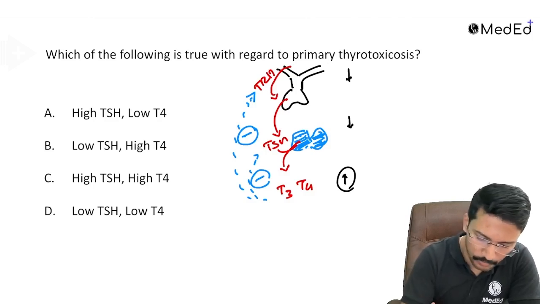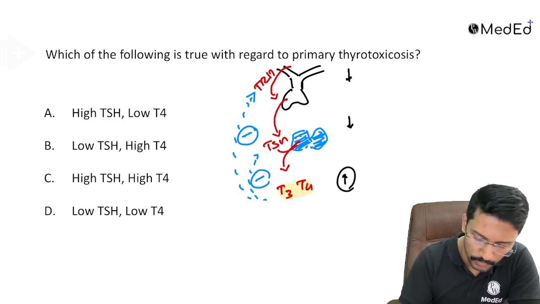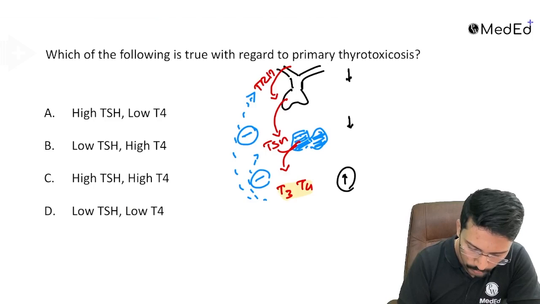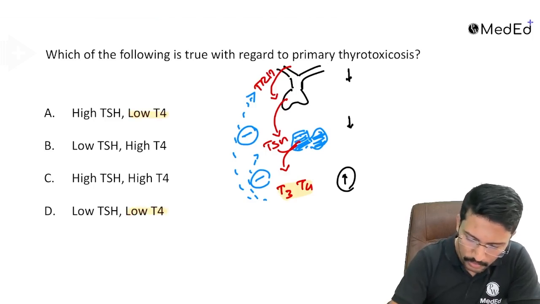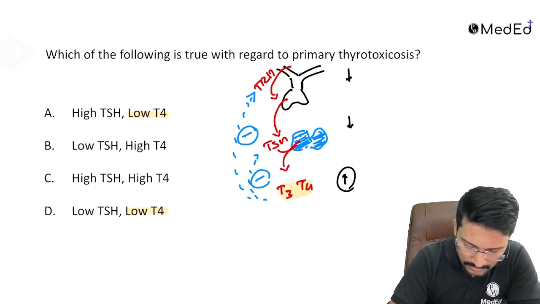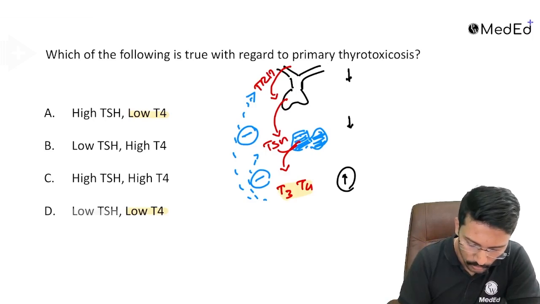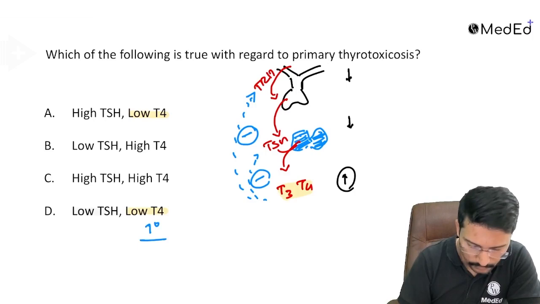So in case of primary thyrotoxicosis, where the thyroid gland itself is producing large T3, T4, what will happen to TSH? T3 and T4 will be high, and TSH will be low. Okay, so I have to choose between option D and option A. And in case of primary, this increased T3, T4 production has led to decreased TSH production. So I would expect a low TSH, right? This is the typical story of primary thyrotoxicosis.